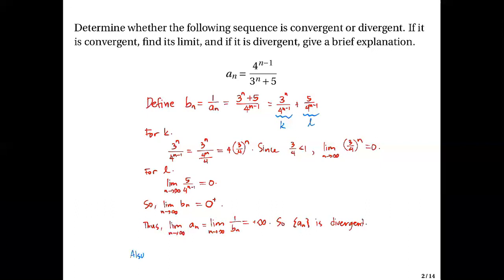Also, one can use L'Hopital's rule to show that the limit of a sub n as n approaches infinity is also equal to plus infinity.